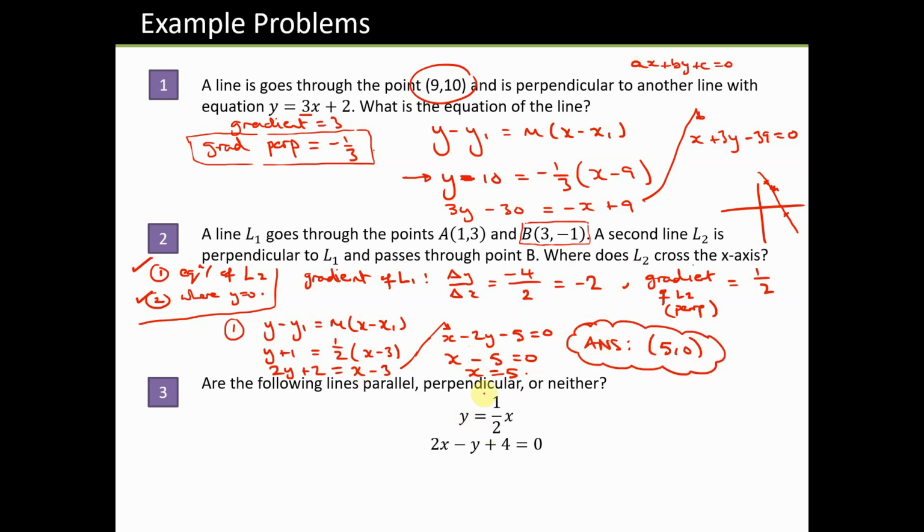And then just this final question. Are these lines parallel, perpendicular, or neither? Well, we know the gradient of this line would be a half.